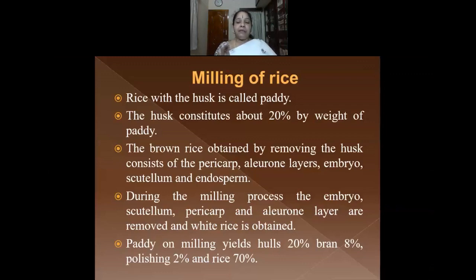So below the hull we have the bran and that is about 8%, and we then polish it, and during this polishing 2% is removed and the yield of rice will be only 70%. So 30% is removed as hulls, bran and polishing, and we will get only 70% of the white rice.